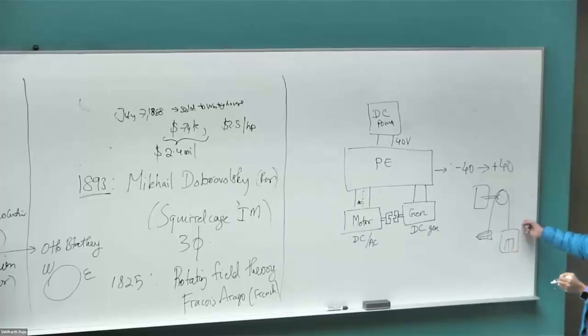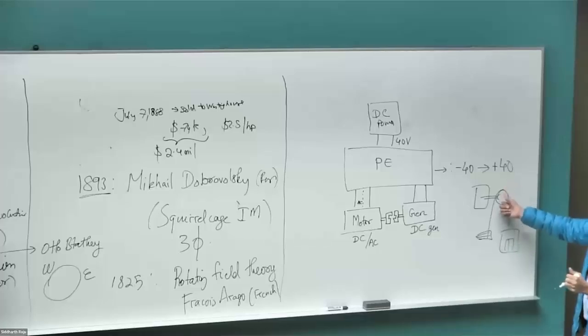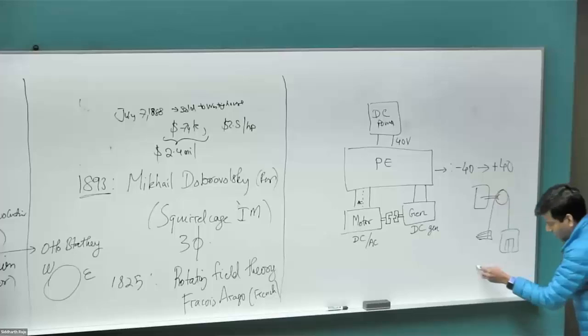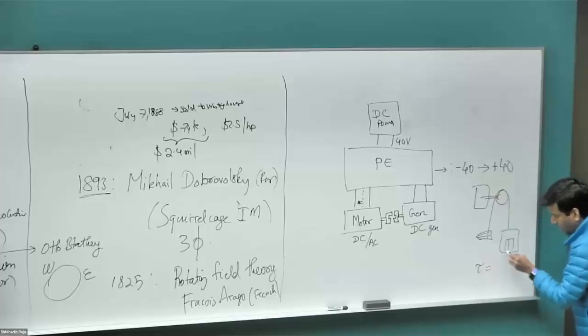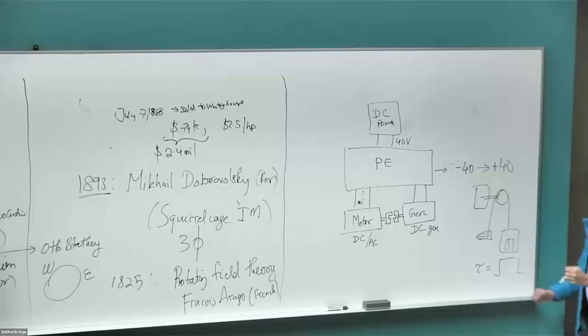So every time a bunch of people get in, there's going to be an increase in the load that's being experienced by this pulley, right? And we'll define what torque is later, but every time a bunch of people get in, the torque increases. When the people get off the elevator, the torque reduces.